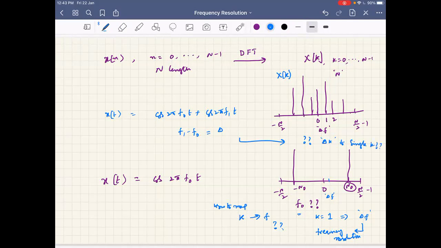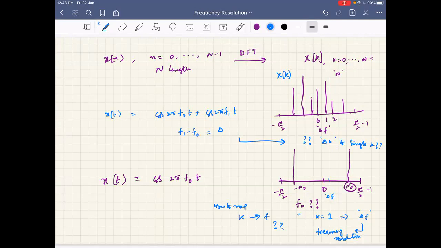This can be clarified if I know the frequency resolution. If the frequency resolution is very fine, in the sense that I can distinguish even 0.5 hertz, then for any f1 minus f naught greater than 0.5, I can distinguish them at two different k values, or two different discrete Fourier transform indices. Whereas if f1 minus f naught is less than 0.5, I will not be able to distinguish them in the frequency domain. They both merge and will appear at the same index of k. This is what is given by frequency resolution.